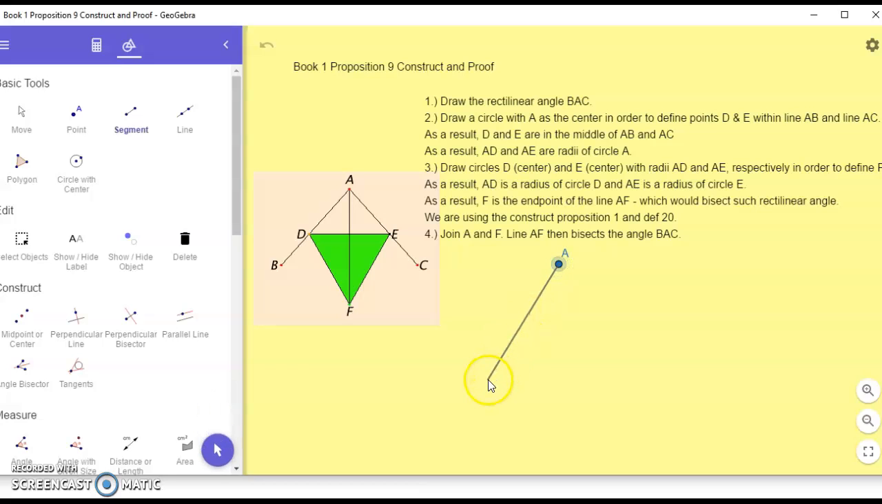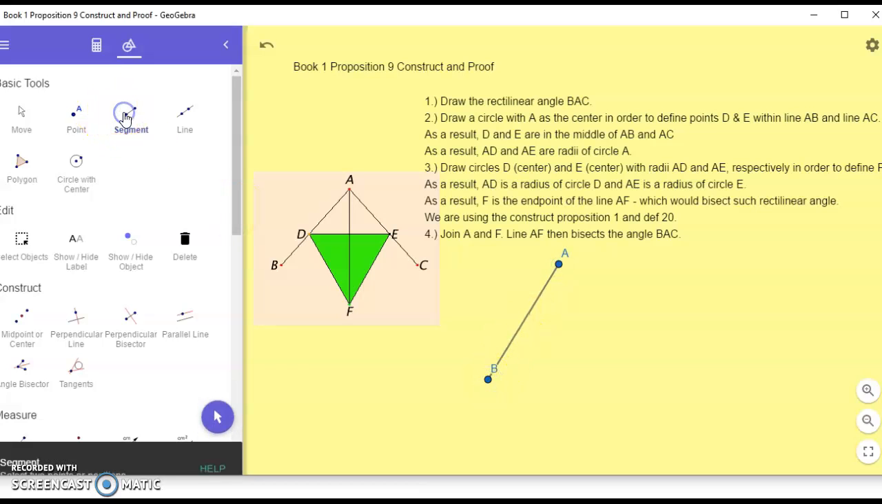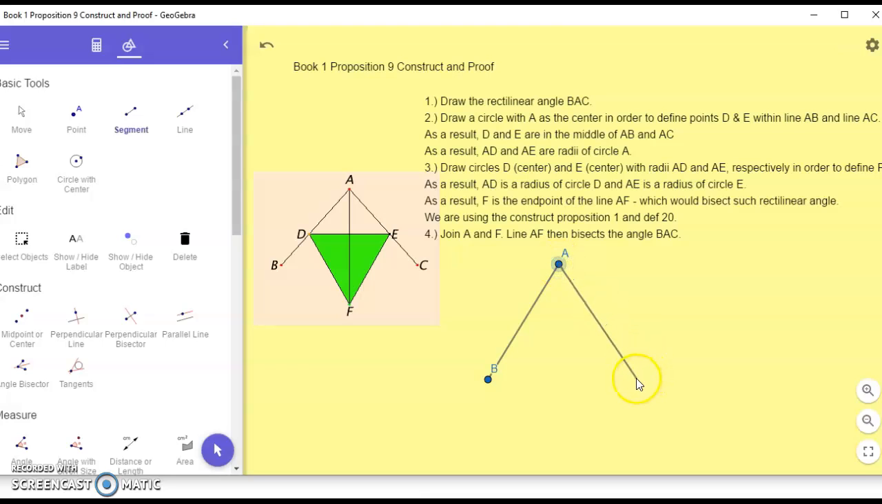So side AB and side AC. Okay, so we now have an angle BAC. And the second step is to draw a circle with A as the center. Our target for this step is to have point D along line AB and point E along the line segment AC. So let's do that.